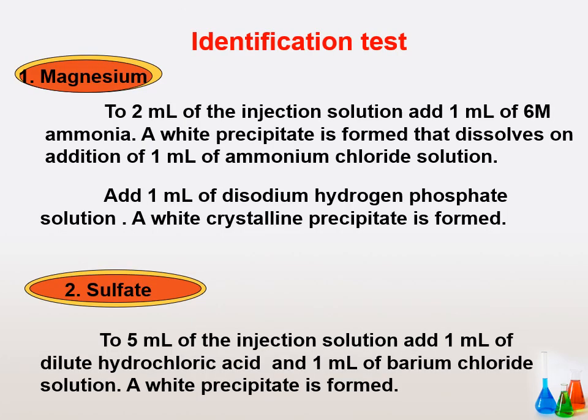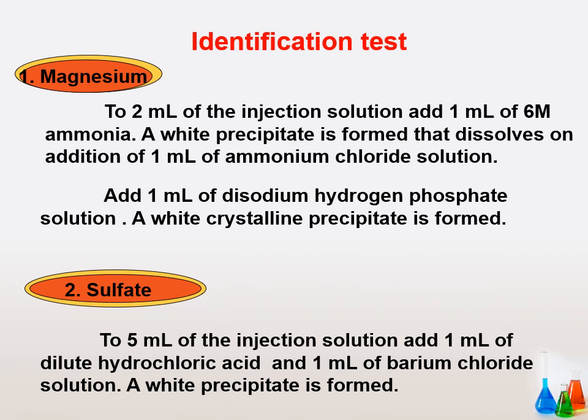The identification test. The identification test will be for the magnesium ions and for the sulfate ions. For the magnesium ions, it will be done in two ways, either by adding 2 ml of the injection solution and 1 ml of 6 molar ammonia, a white precipitate will be formed, which can be dissolved in 1 ml of ammonium chloride solution, or by adding 2 ml of the injection solution to 1 ml of disodium hydrogen phosphate solution. A white crystalline precipitate will be formed.